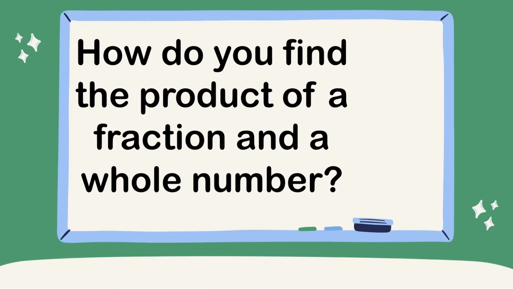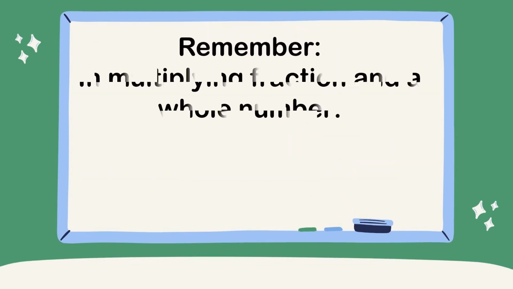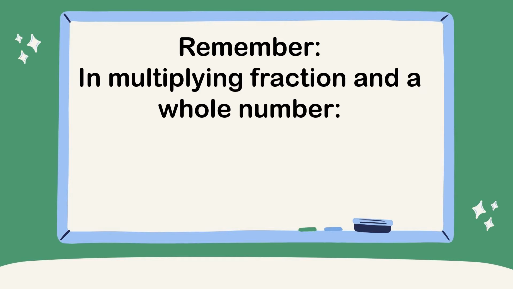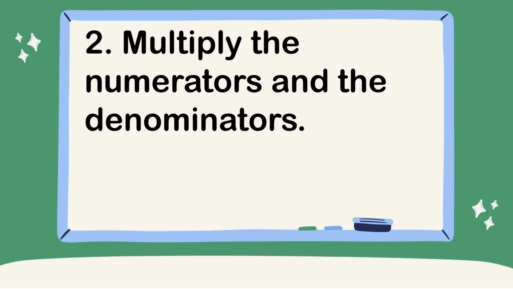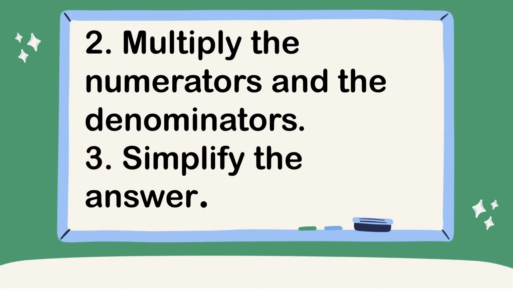Children, how do you find the product of a fraction and a whole number? Remember, in multiplying fraction and a whole number, write the whole number in a fraction form by writing 1 as the denominator. Multiply the numerators and the denominators. After multiplying, you should simplify the answer. So those are the steps in multiplying fraction and a whole number. Okay children, let's have example number 1.